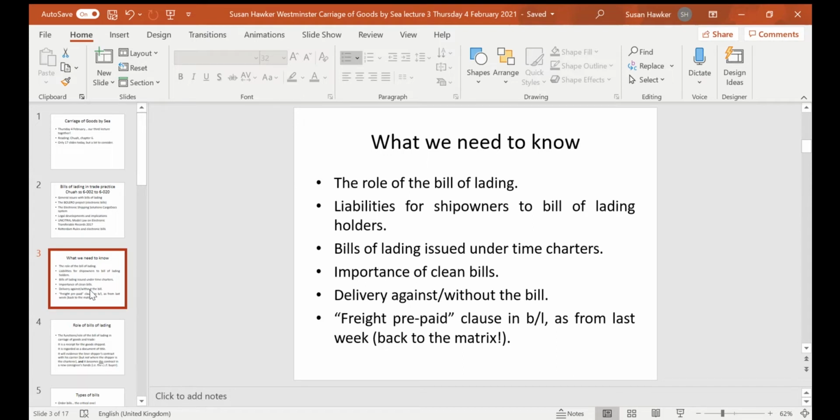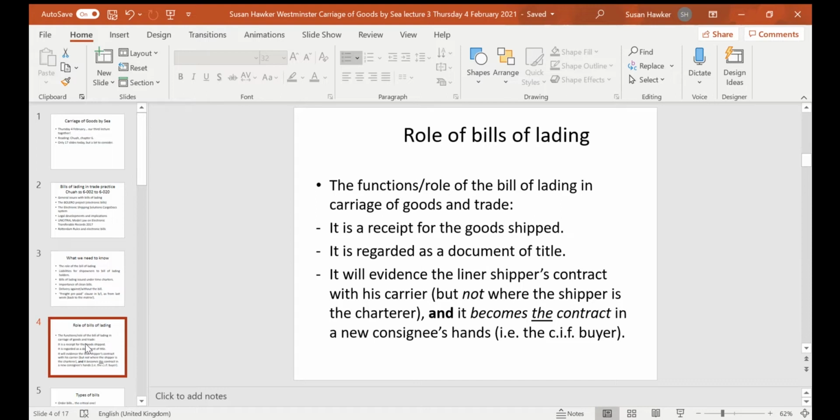So what is the impact, and are there any ways around the problems of the goods being there before the bills? And then lastly, we should keep in mind something we very much touched on last week, the value of a freight prepaid clause in a bill of lading. And that, of course, takes us back to the matrix of contracts.